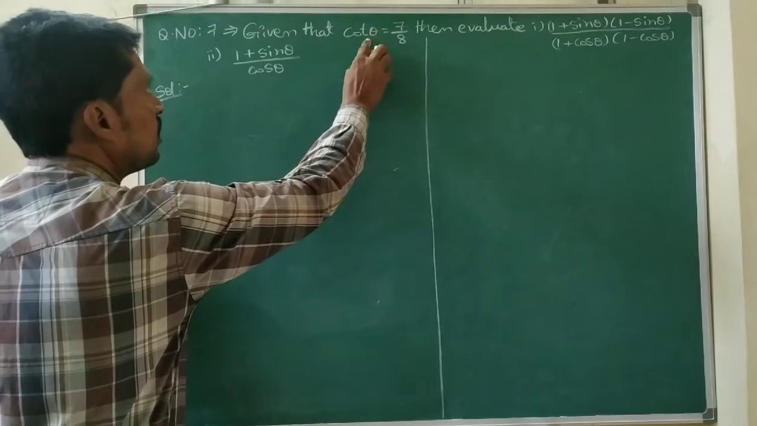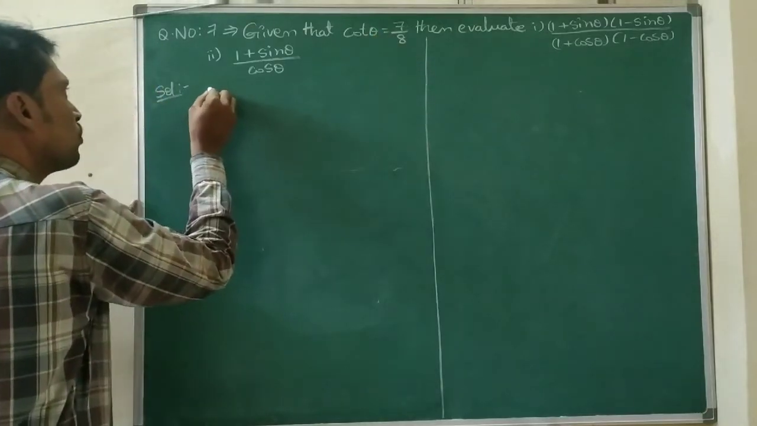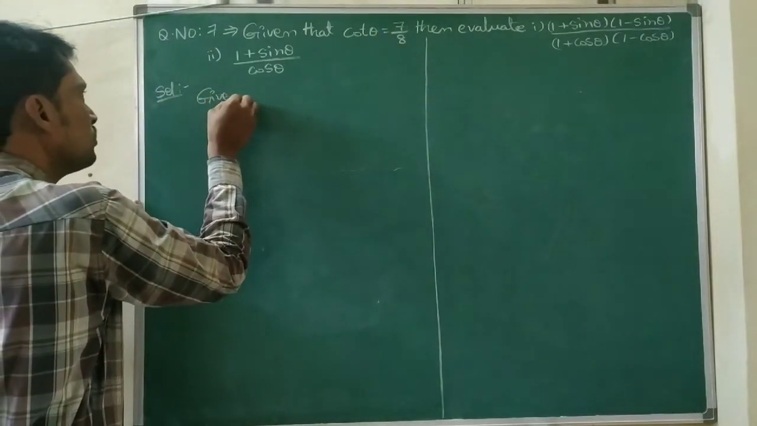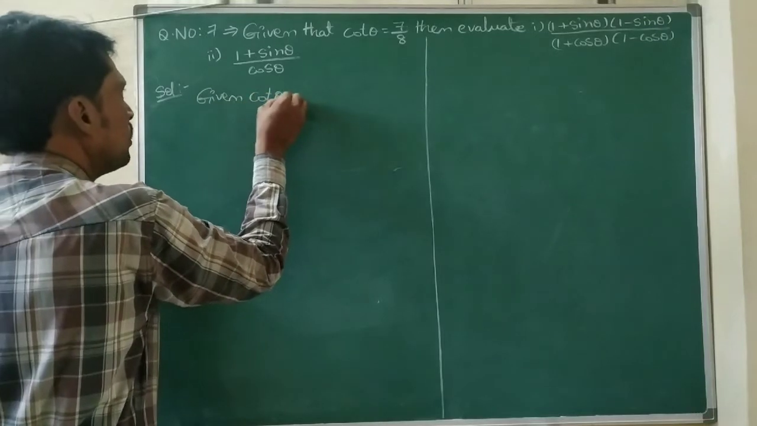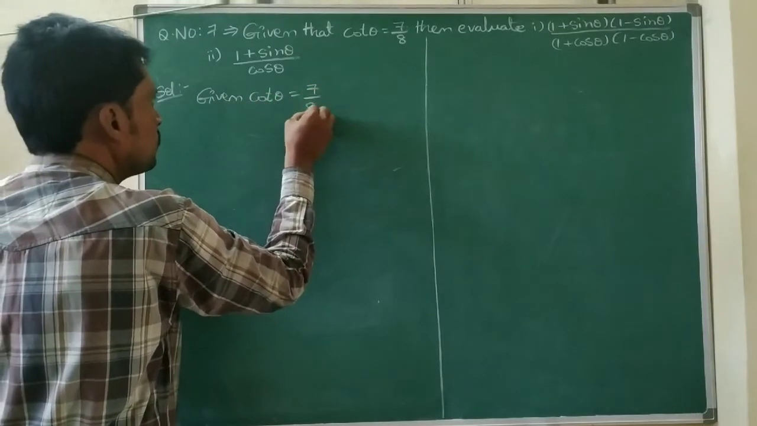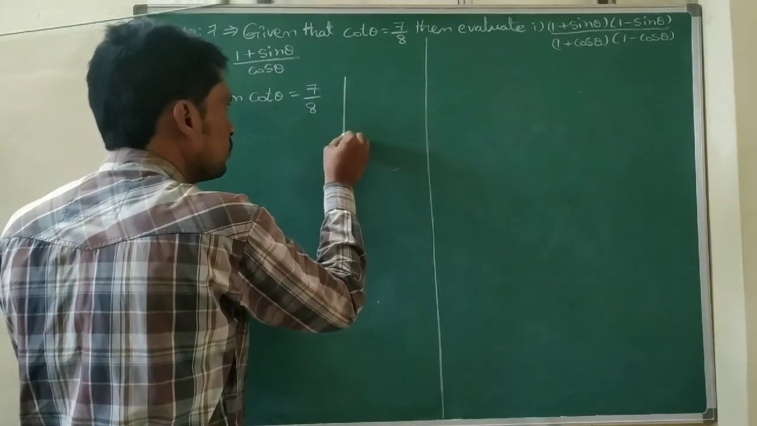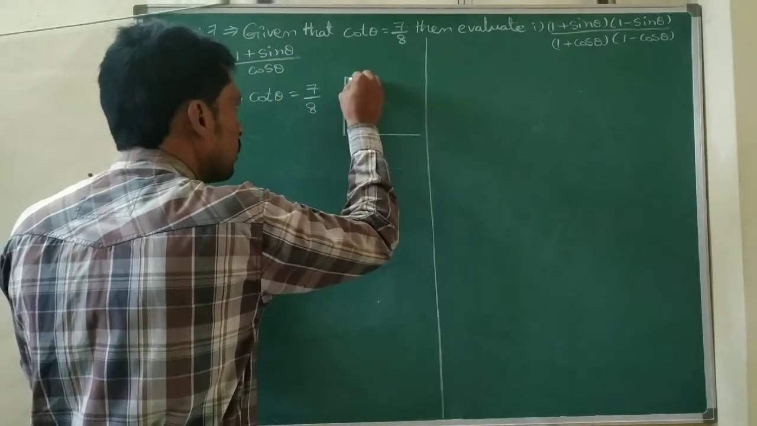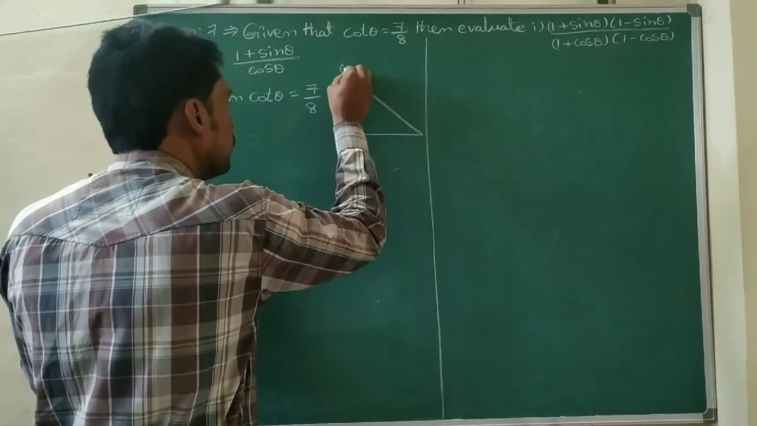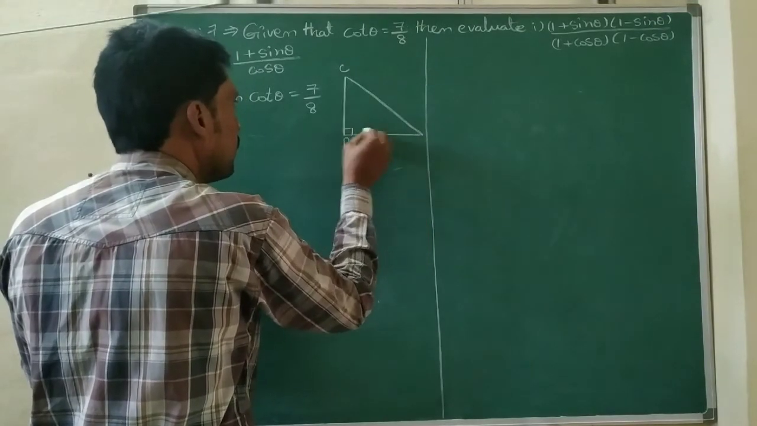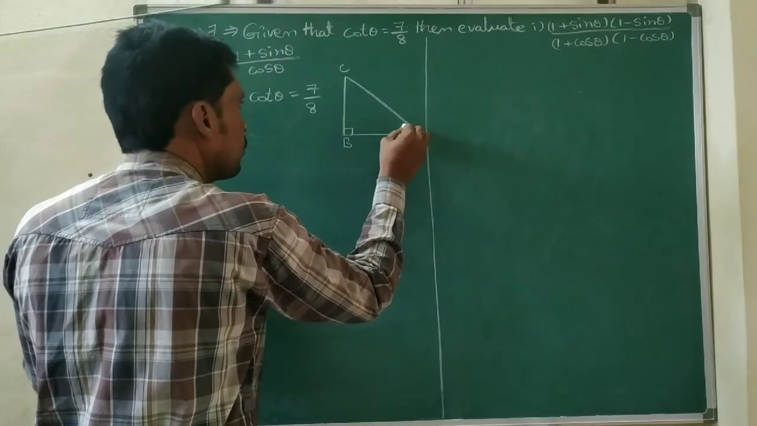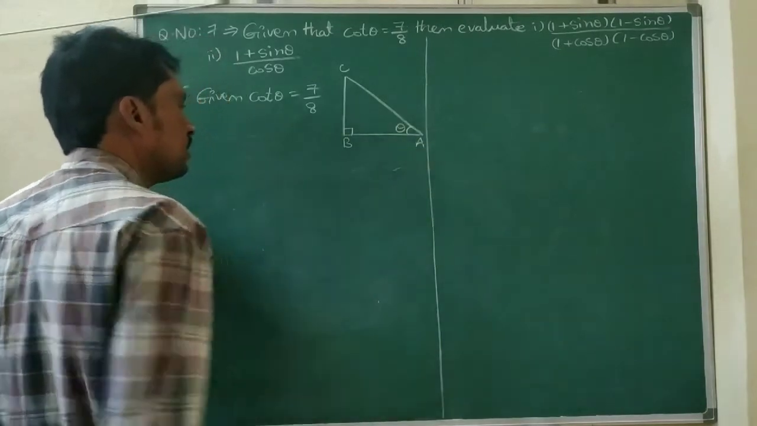Given here cot theta equals 7 by 8. Now we need to construct a right angle triangle, I am constructing. So it is the right angle triangle. This is C, B and this is A. Here it is making the angle theta.